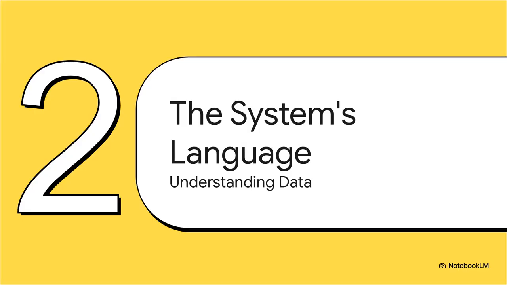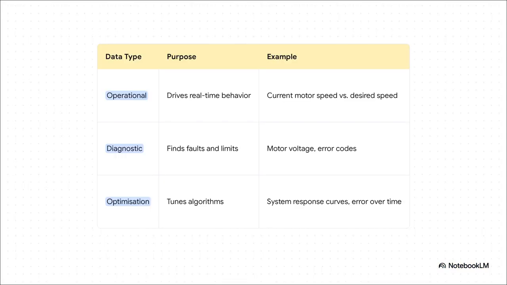All right, let's move on to part two, the system's language. So we've got our hardware. Now we need to understand the information, the data that's flowing through it all. Now, the key insight here is that not all data is the same. In mechatronics, we're usually dealing with three really important types.